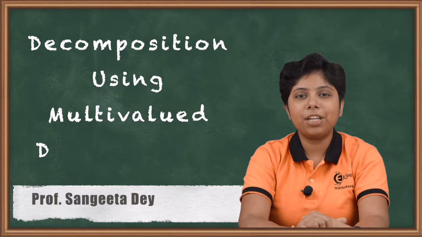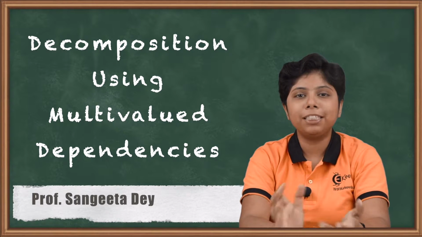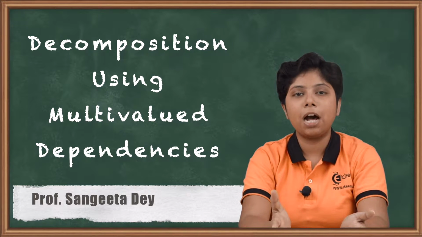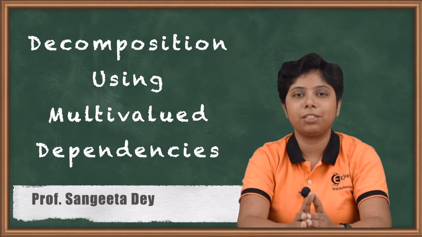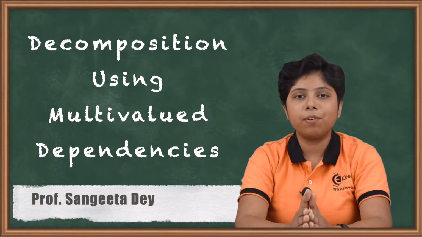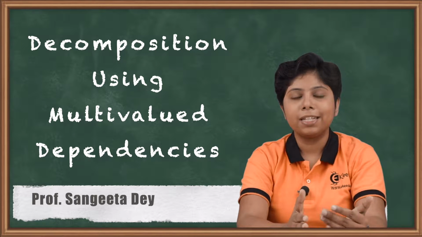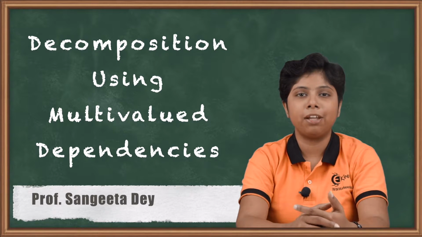Hello friends, today we will discuss the multivalue dependency. What is a multivalue dependency? How to decompose using the multivalue dependency? And we will see the introduction to the fourth normal form, that is the higher form than BCNF.